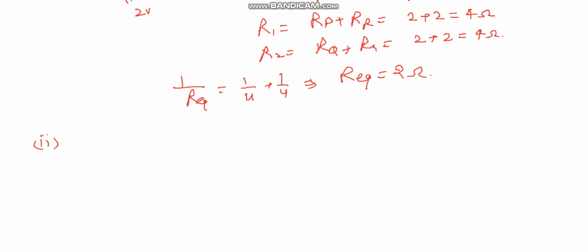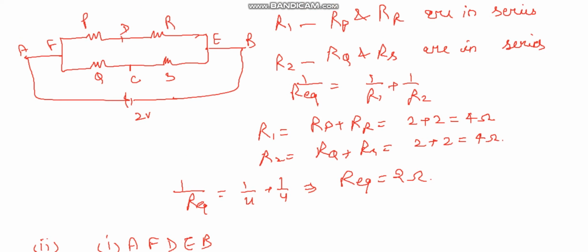We will move now to the second part. It is asked to find the current in AFDEB and the current in AFCEB, in both the branches. Now if you see this circuit, these two branches, AFDEB and AFCEB, are in parallel, and since they are in parallel they have the equal potential difference, and then we can calculate the current using Ohm's law easily.